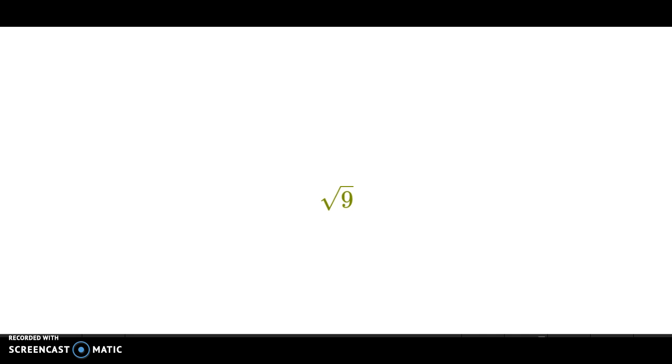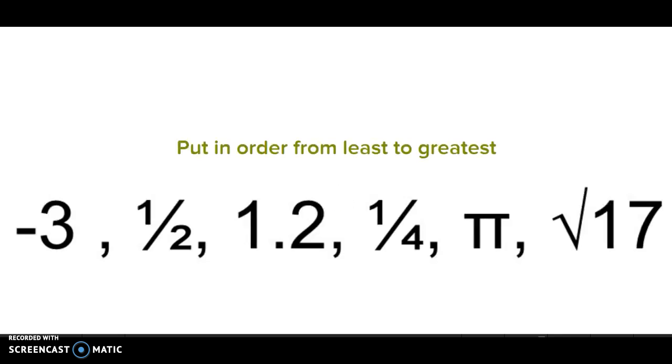Now we're finishing up with a Pear Deck. There are a few examples I want you to go through. You're going to tell me whether they're rational or irrational. And then the very last slide, we have a set of numbers and your job is to put them in order from least to greatest. A key for this is to type them into your calculator first to find the decimals for them all, and then it's easier to put them in order.